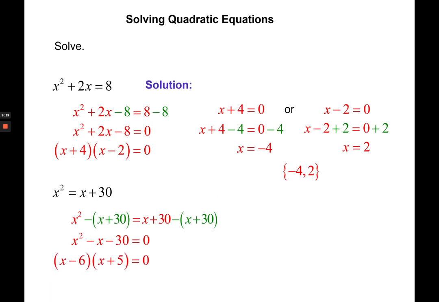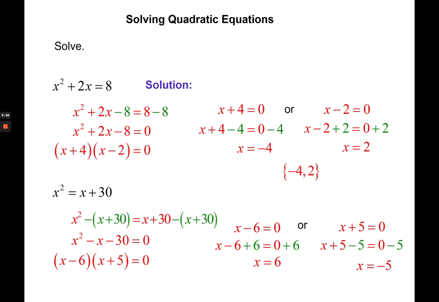And now applying your zero factor property, x minus 6 is equal to 0, plus 6, and you found your first solution. Your second part, x plus 5 equals 0, minus 5 on both sides, and then you get your second solution. The solutions are x is equal to negative 5 and 6.